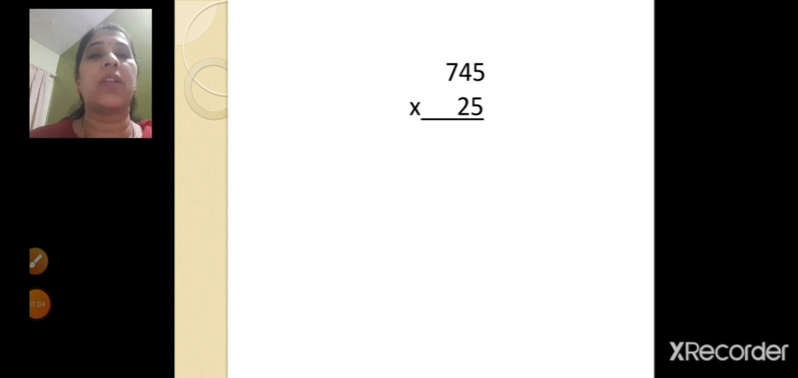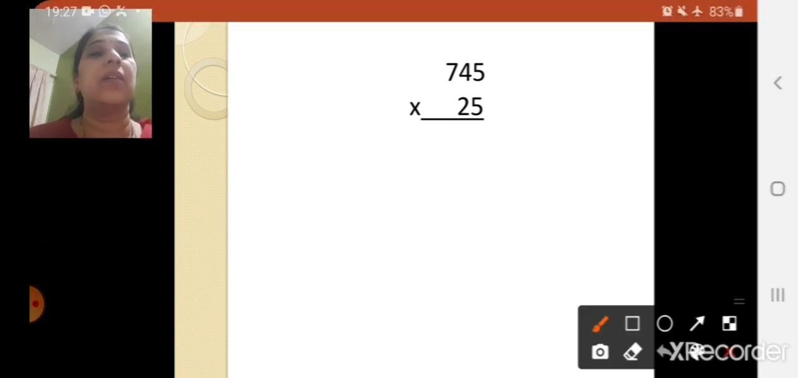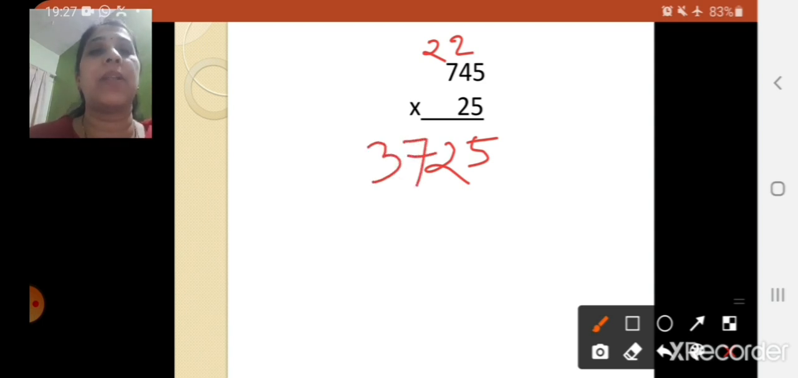So 745 into 25. Now I will start multiplying it. 5 5s are how much? 25. So 2 carried over, right? 5 4s are 20. 20 plus 2 is 22. So again 2 and 2 carried over. 5 7s are 35. 35 plus 2 is 37. So put a cross, or you can put a 0 also.